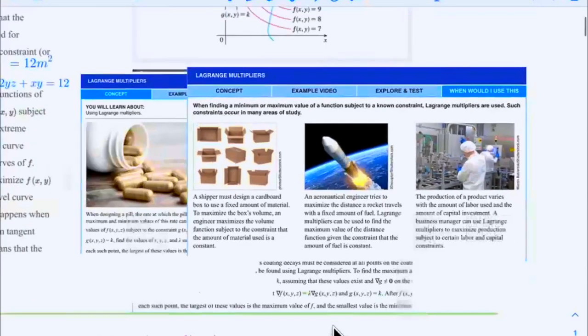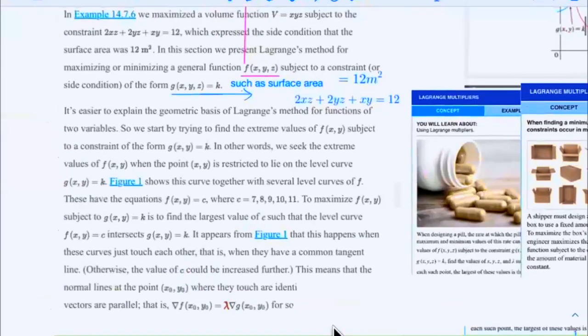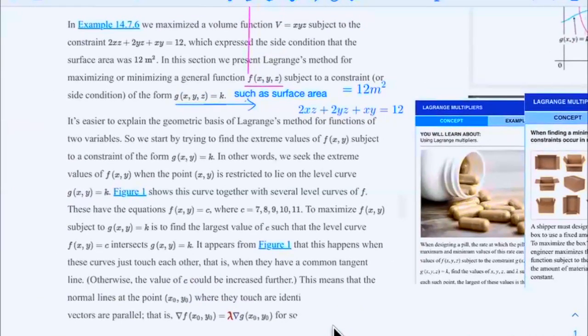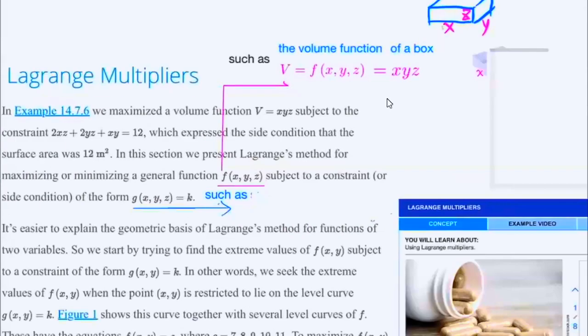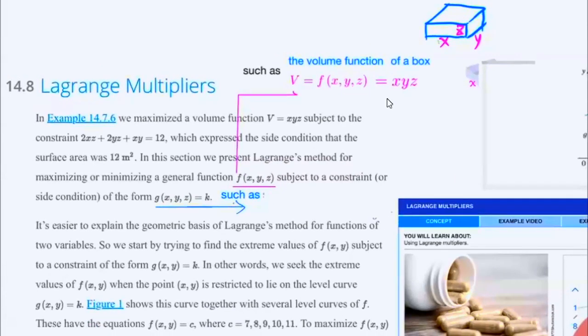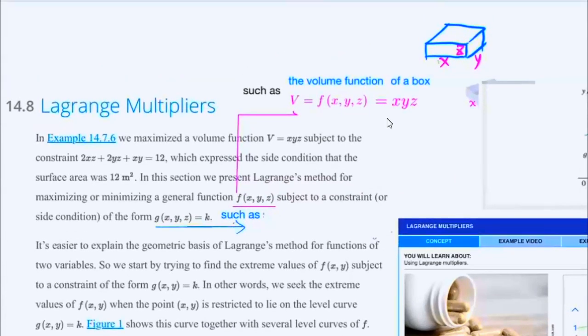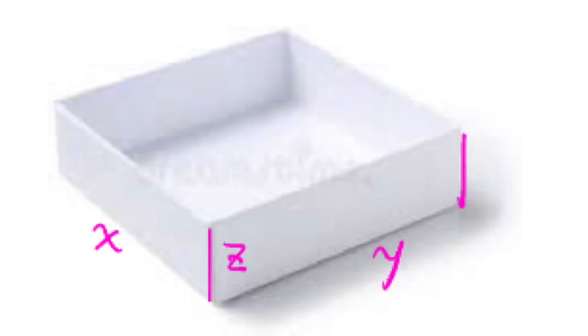Okay, so now we're going to talk about what is this Lagrange multiplier and how do we use it. In an example in our last section, we have a box and the dimensions for the box will be x, y, and z. Those are the dimensions. And at that time, we are trying to maximize the volume for the box. And this box here has an open top.